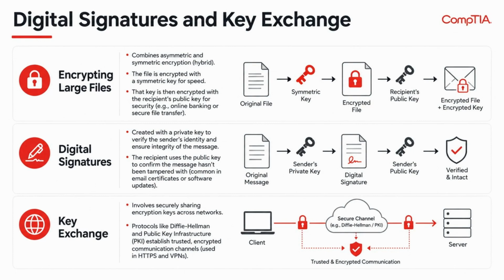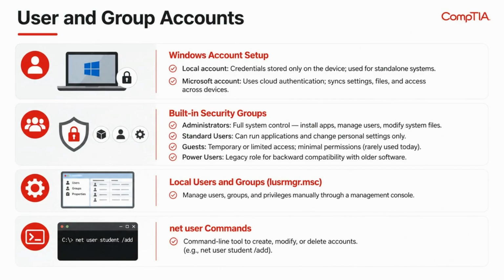Hybrid encryption combines symmetric speed with asymmetric security for large files. We also use digital signatures to verify sender identity and key exchange protocols to establish secure communication. Managing users effectively requires understanding local versus Microsoft accounts, built-in security groups, and tools like lusrmgr.msc or command line utilities to maintain system access control.